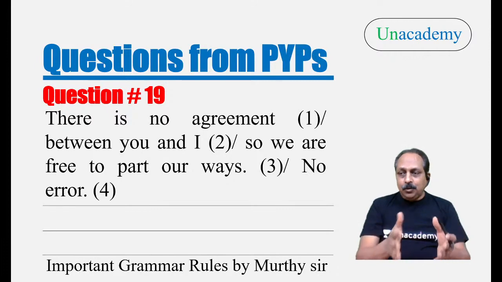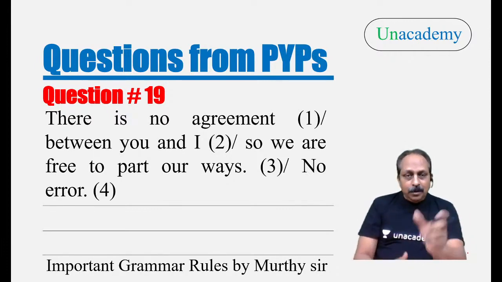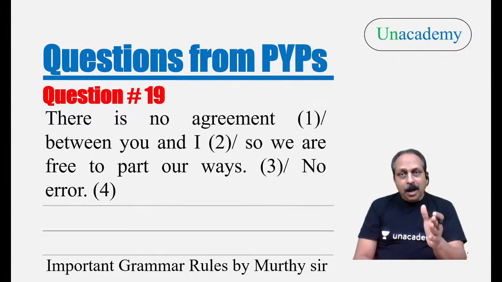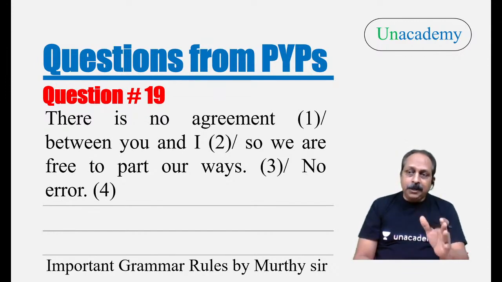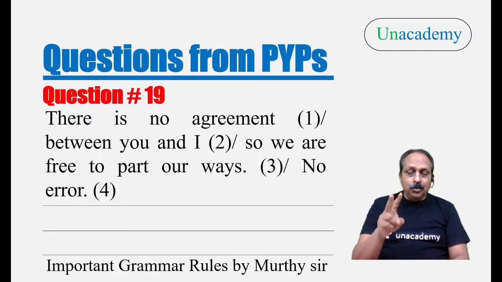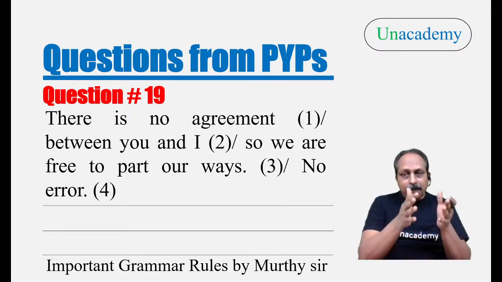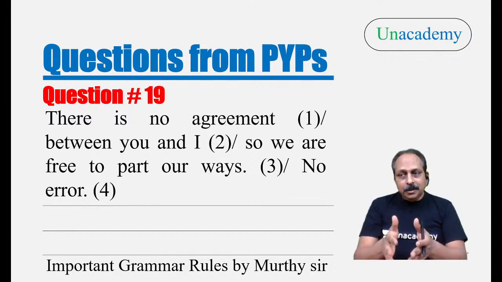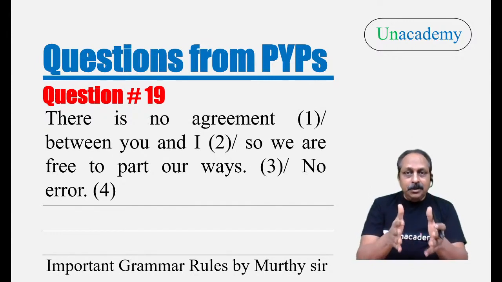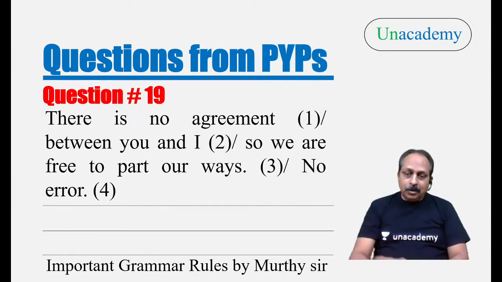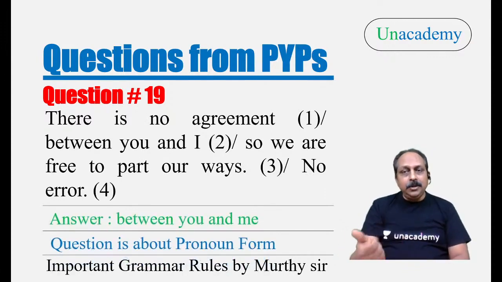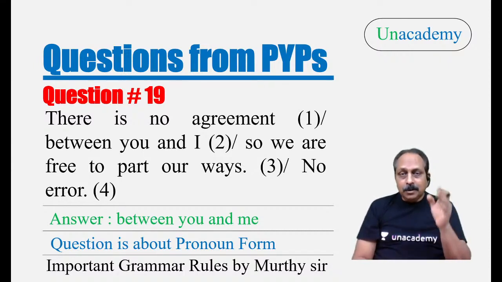There is no agreement between you and me. Why? There is one preposition over here, between. After a preposition, if you have to use a pronoun, that should be in the object form, not in the subject form. There are two rules. You're going to learn all these rules. After the main verb or after a preposition, if at all you have to use a pronoun, that pronoun should not be in the subject form. It should be in the object form. I is the subject form, not correct. It should be between you and me. Question is about pronoun form. Subject form, wrong. We should use the object form.